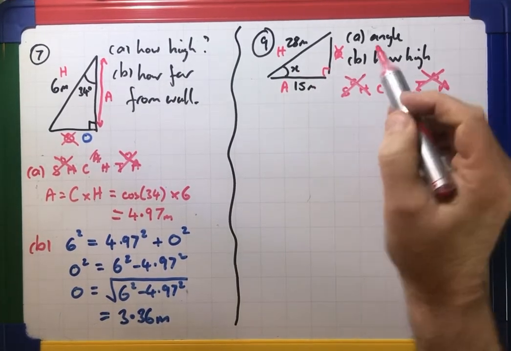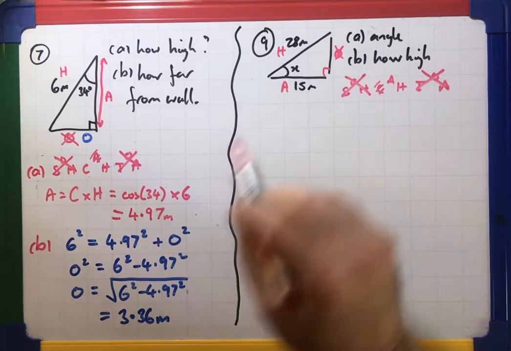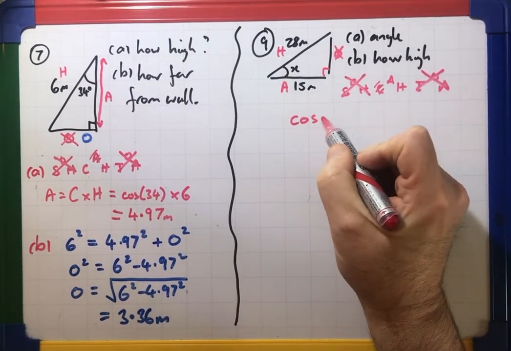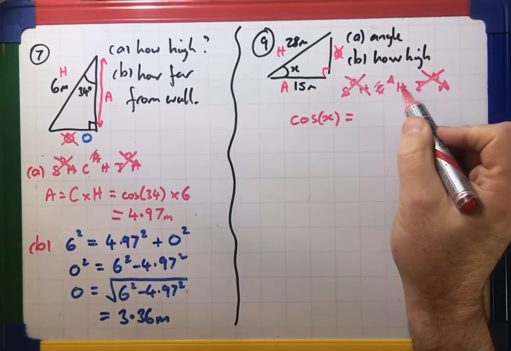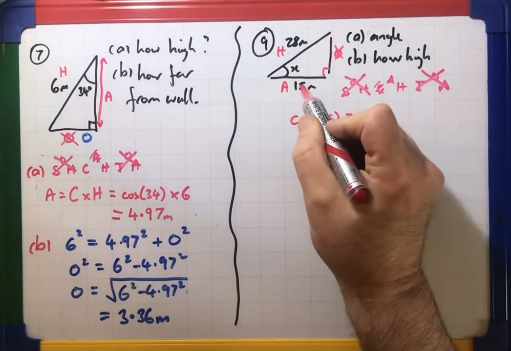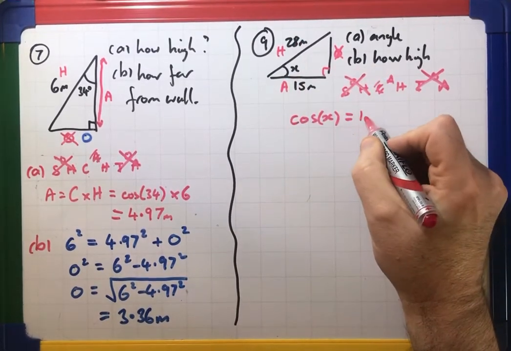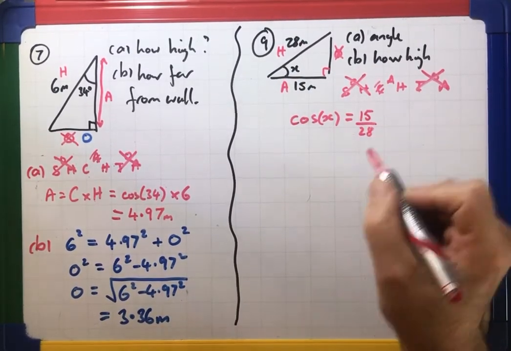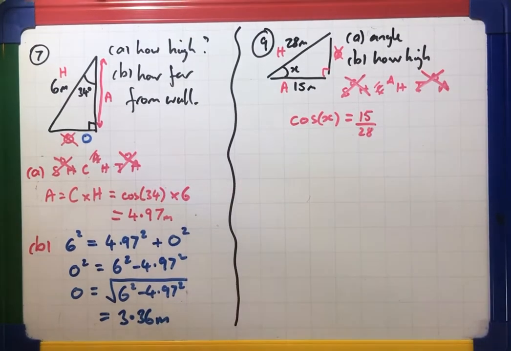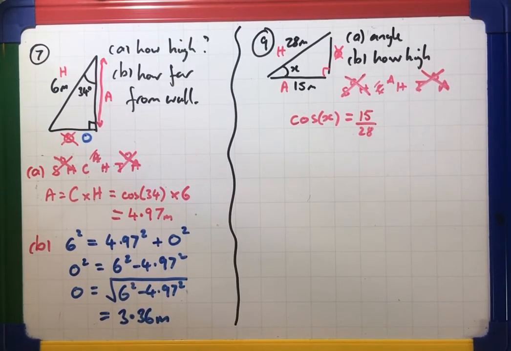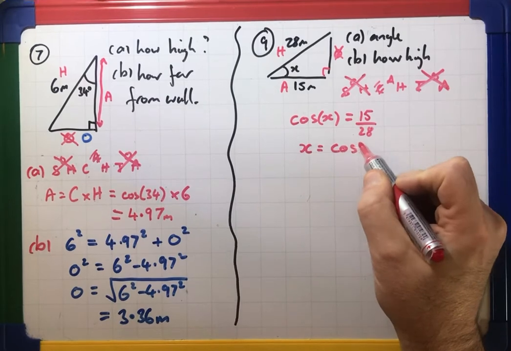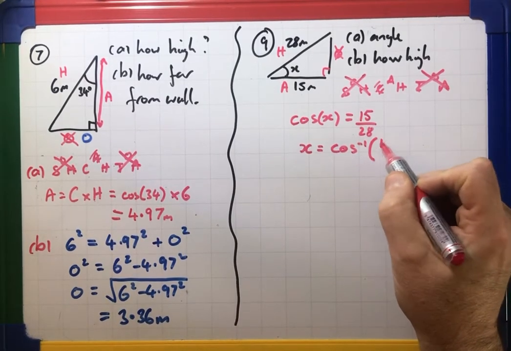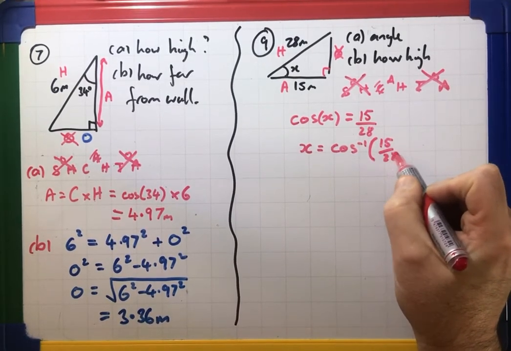Now, I'm after the angle here. If I'm after the angle, it's the cos I'm going to work out first. So I know the cos of this angle, x, is equal to the adjacent divided by the hypotenuse, which is 15 divided by 28. Remember, I can write that as a fraction, okay? But I don't want the cos of the angle, I want the angle. And remember, if we're working out the angle, it's got to be the inverse. So that would be the inverse cos of 15 divided by 28.